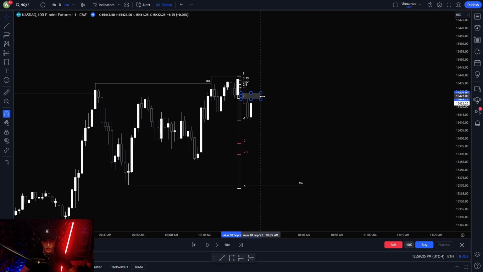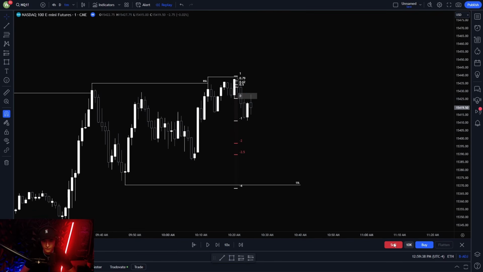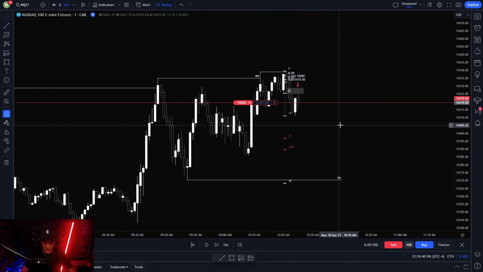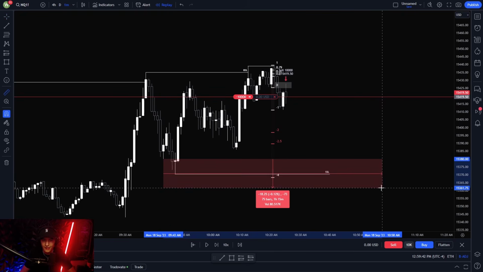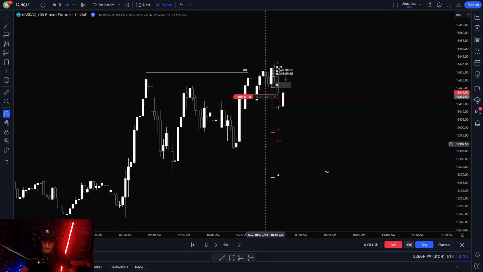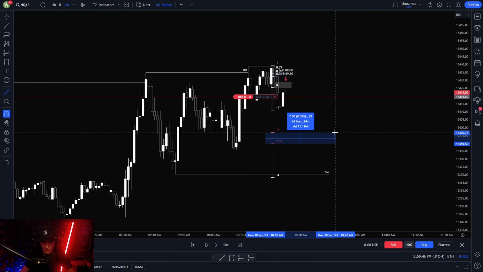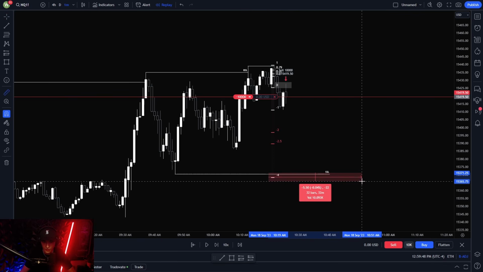So on this specific trade here, I waited for us to come into this fair value gap. I took shorts and I was targeting mainly this level here. I did take a contract off here, but I took most of my contracts off here.